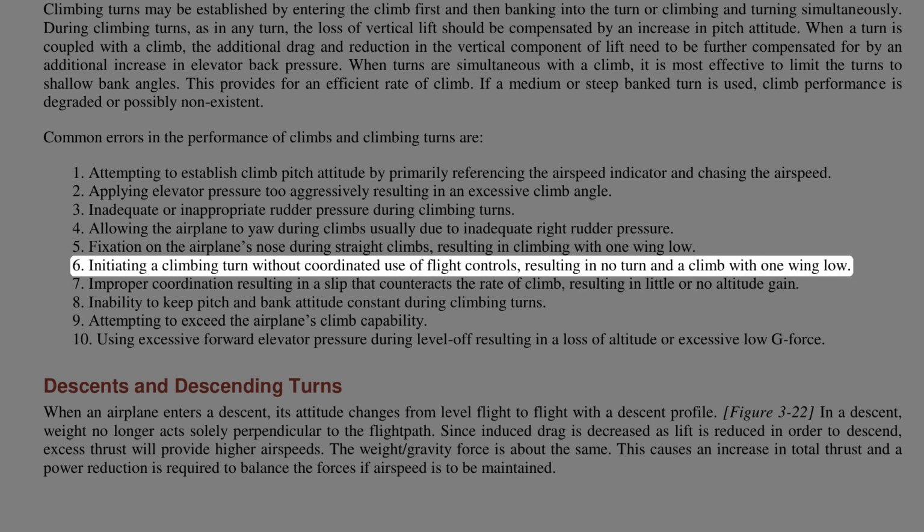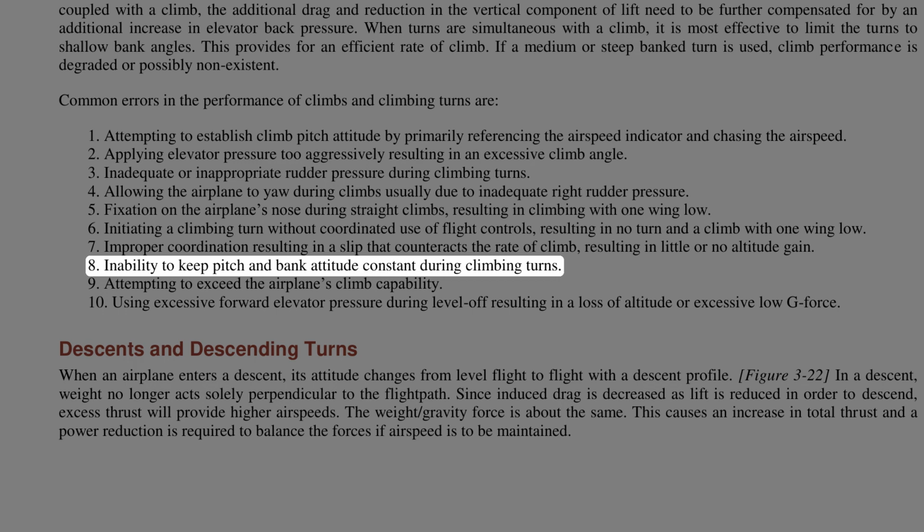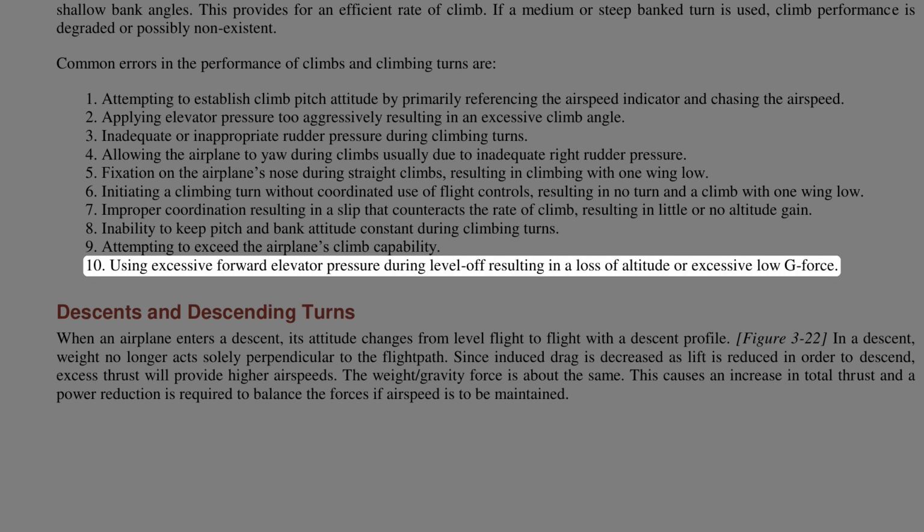6. Initiating a climbing turn without coordinated use of flight controls, resulting in no turn and a climb with one wing low. 7. Improper coordination resulting in a slip that counteracts the rate of climb, resulting in little or no altitude gain. 8. Inability to keep pitch and bank attitude constant during climbing turns. 9. Attempting to exceed the airplane's climb capability. 10. Using excessive forward elevator pressure during level-off, resulting in a loss of altitude or excessive low G-force.